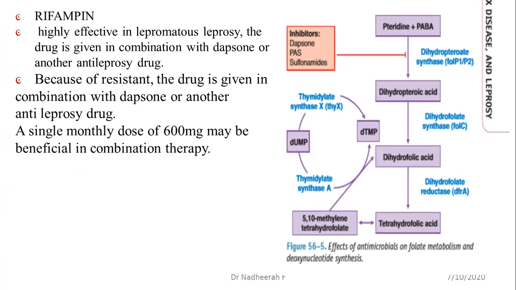Rifampicin is highly effective in lepromatous leprosy. Because of resistance, the drug is given in combination with dapsone and another anti-leprosy drug. A single monthly dose may be beneficial in combination therapy.